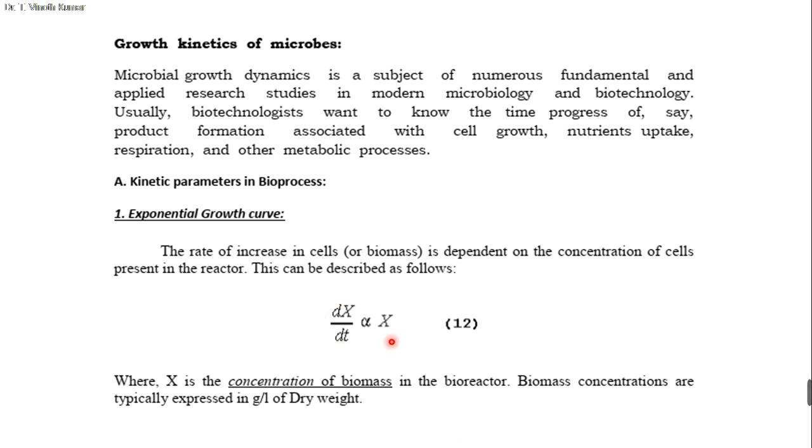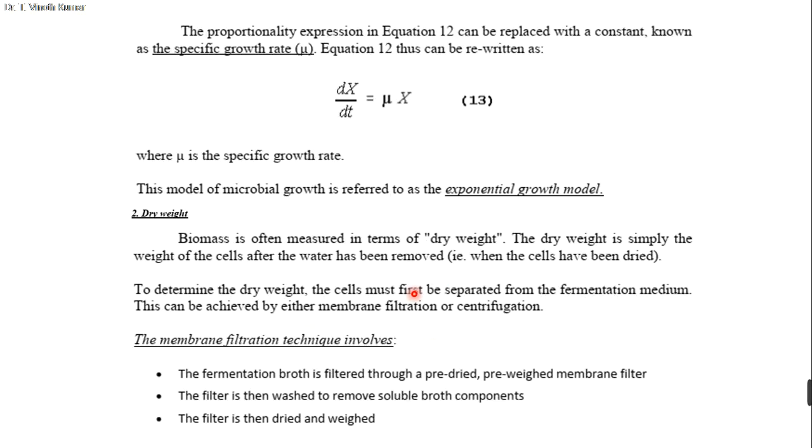So this is very important. dX/dt is directly proportional to the concentration of X, where X is the concentration of biomass. Next, we are going to equate this with a constant that is called the specific growth rate, which is called mu. This mu is going to be represented here instead of directly proportional. So we remove the proportionality sign and add this mu.